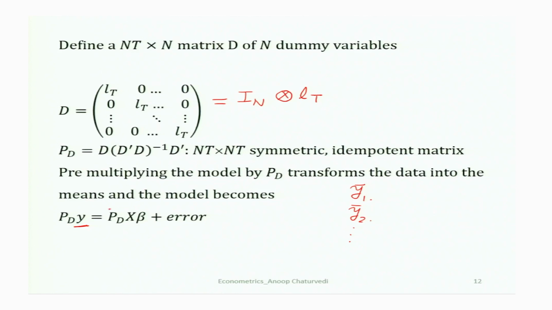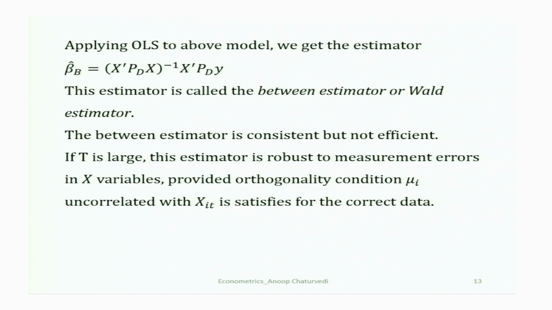Similarly, for x's also. And then when we apply the OLS to this model, we get the estimator beta hat b equal to x transpose P d x inverse x transpose P d y. Again, remember that P d is an idempotent matrix. Now, this estimator is called the between estimator, or this is also called the Wald estimator.